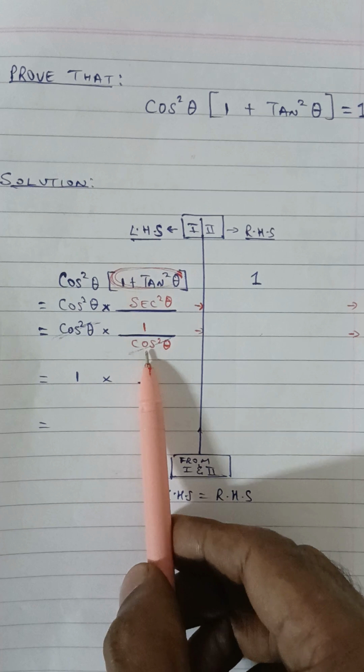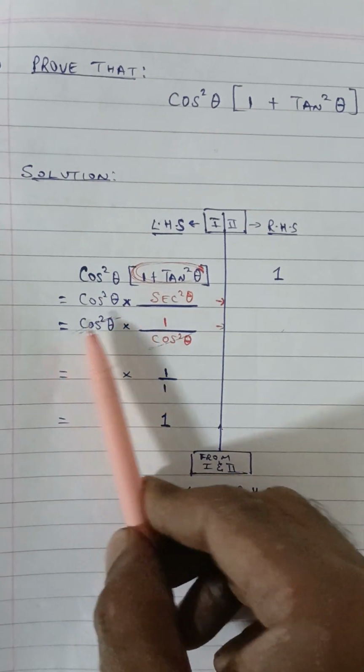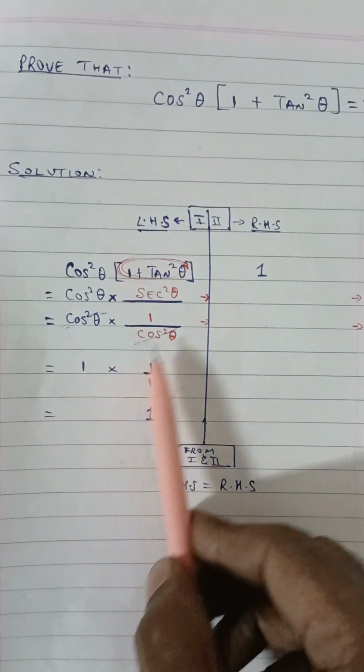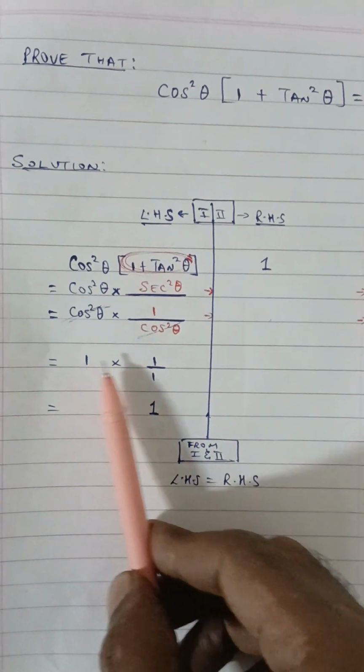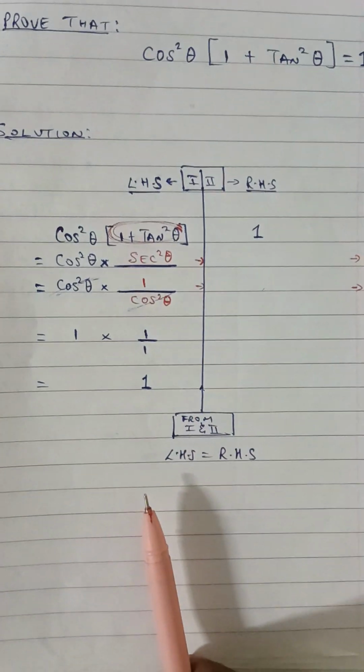Sec means 1 upon cos. Now sec square theta means 1 upon cos square theta. Cos square theta will get cut. So 1 into 1 upon 1, 1 into 1 is 1. So my left hand side is 1, which is equal to right hand side.